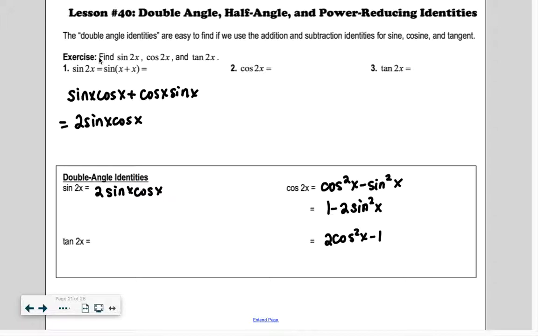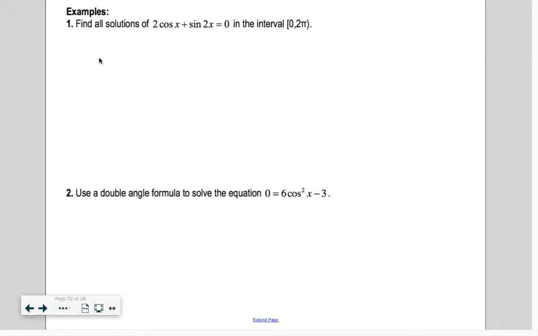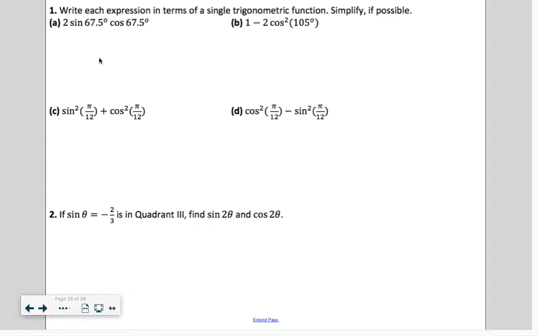All right, what was the tangent of 2x? So 2 tangent of x over 1 minus tangent squared x. Okay, and you can get all of those from the sum and difference formulas. So we were leaving off there. We did these first 2 examples, but we're going to start with these examples that I gave you. It says, write each expression in terms of a single trig function, simplify if possible.